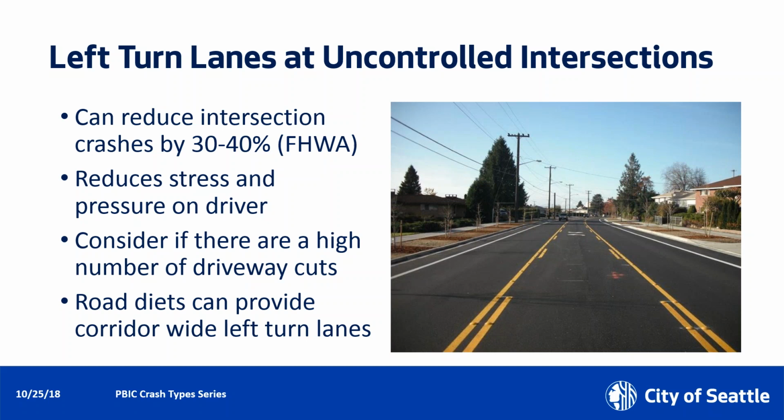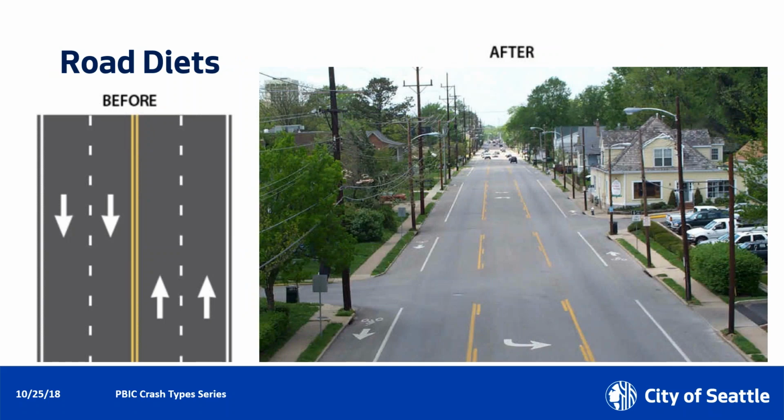And a great and easy way to implement continuous left turns along a corridor, the 2-way left turn median, would be through road diets. So I just wanted to touch on that for a second. For those that are unfamiliar, road diets would typically take a 4-lane road and turn it into a 3-lane road, where you'd go from 2 lanes in each direction to 1 lane in each direction, and add in that 2-way left turn median.